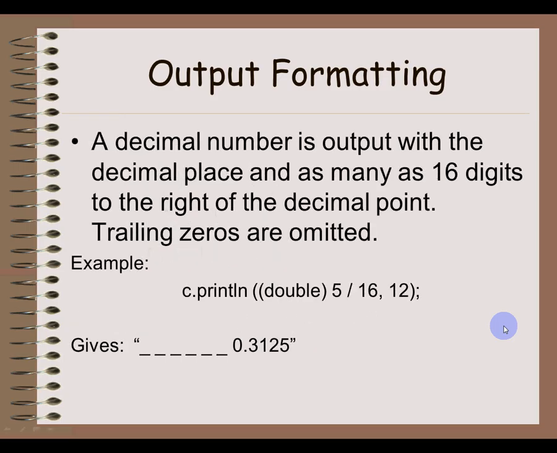If I want to do a decimal number, it's called a double. I can do that and display as many as 16 digits to the right of the decimal place. Any trailing zeros, so like 3.1000000, those trailing zeros will be omitted or not included. So for example here, 5 divided by 16 is 0.3125. If I want to show this in 12 places, you can see I've got 1, 2, 3, 4, 5, 6, 7, 8, 9, 10, 11, 12. So I'm right justifying it in 12 spaces, and remember that the decimal counts as one of the characters in that spacing field.